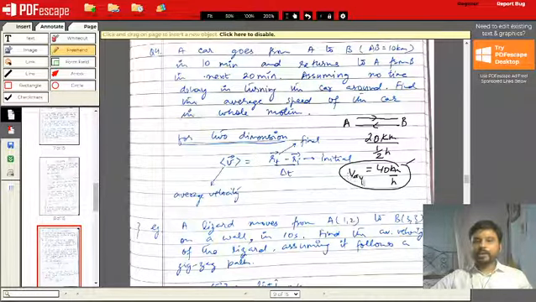Oh yeah, average speed of the car: total distance upon total time. This was the average speed. Now for 2 dimensions, how do we define average velocity?